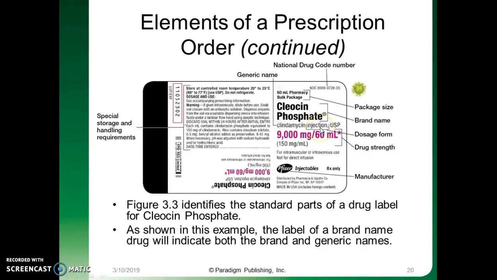And then it'll have the dosage form, in this case injection. It'll have the drug strength, so it's 900 milligrams per 60 ml. Sometimes the dosage strength will also have another strength, which is easier to compute, sometimes referred to as the concentration, because it's always per ml. So in this case, 150 milligrams per ml is the concentration. It'll have the manufacturer's name, which in this case is Pfizer. It'll have dosage, special instructions, or how to handle the product as well. It'll have the National Drug Code, which is the NDC number.